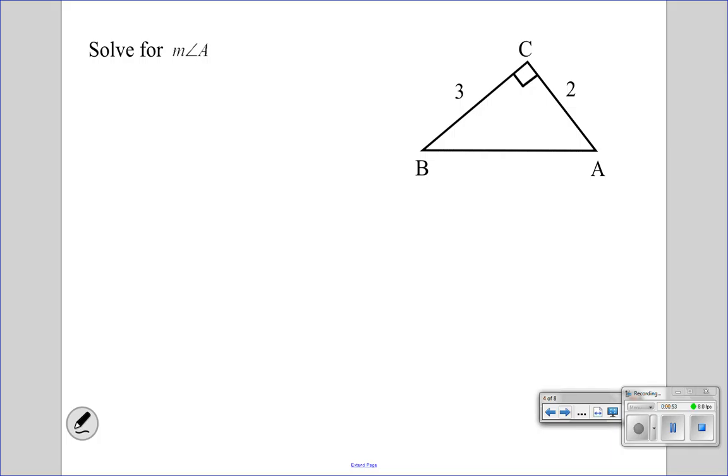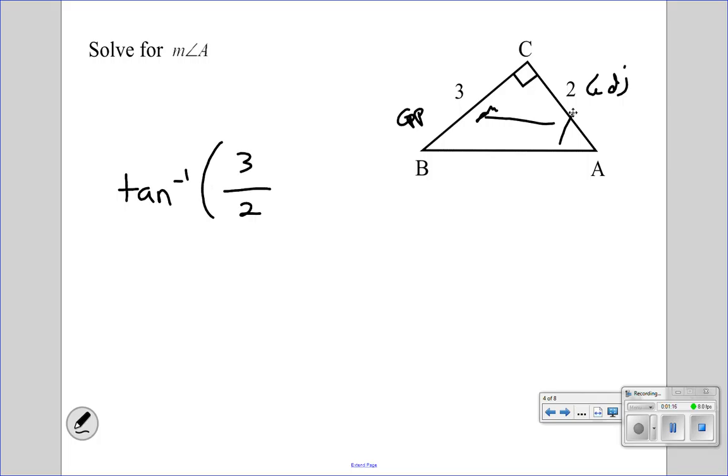So to find the measure of angle A, what we're first going to do, this is angle A, we're going to label our triangle. We know that 3 is our opposite side, and 2 is our adjacent. If we have opposite and adjacent, we know we're going to use tangent. So we can take the inverse tangent of our opposite over our adjacent in order to get the measure of angle A.